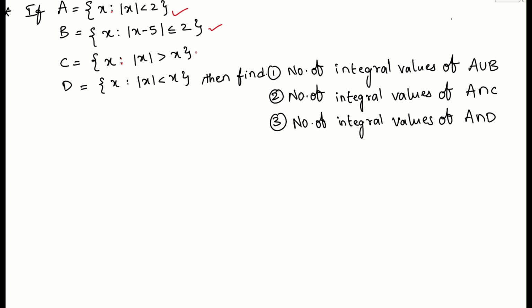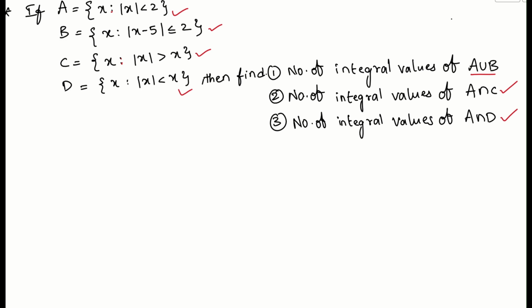And C is nothing but |x| is greater than x, and D is nothing but |x| is less than x. If these are the four sets, we need to find the integral values of A union B. Integral values means the integers which are present in the set A union B. Similarly, for A intersection C and A intersection D.